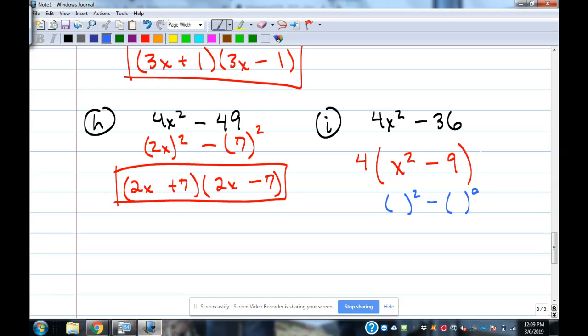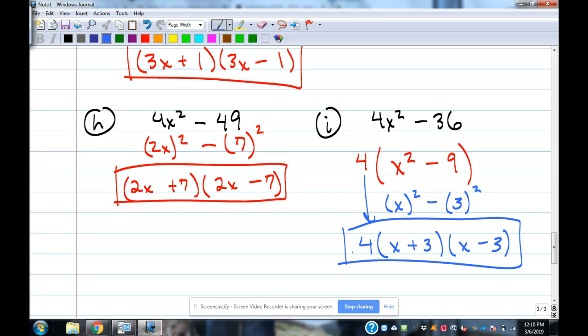Is 9 a square number? Yes, 3. It's 3. What squared gets me x squared? X. So that means it's a difference of squares, and the factors are... and then that 4 from the beginning comes down there, and then there's the factored form for that thing. So GCF at the beginning pulls that out.